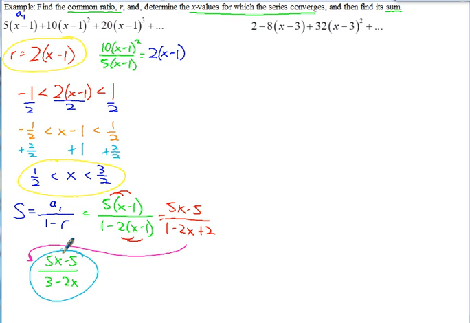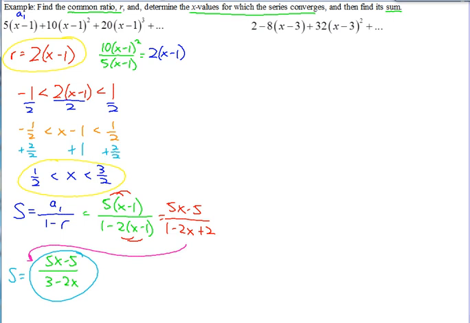If x is between 1/2 and 3/2, you put that x value here, and that would give you the sum of the series. But of course, this only applies if x is between 1/2 and 3/2. Because if x is not between 1/2 and 3/2, the series is not going to converge at all. So this wouldn't apply. This only applies when the series converges.